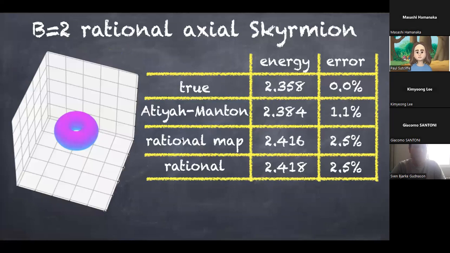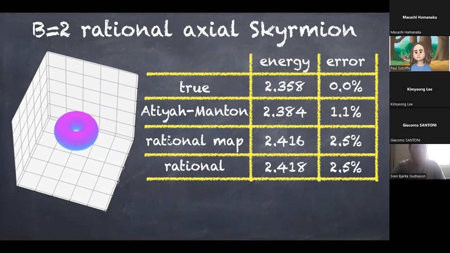This is the picture of what the energy density looks like. It's a good approximation to that toroidal case. The energy is remarkably close to the rational map approximation's energy. They're both about 2.5% above the true energy, which makes the error for the Atiyah-Manton approximation only about half that, but of course the Atiyah-Manton approximation requires doing some numerics.